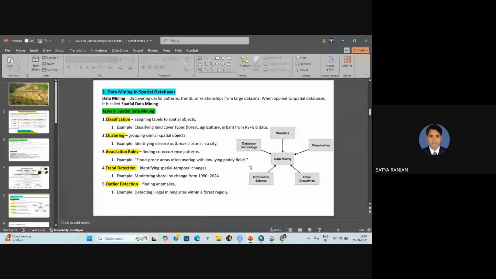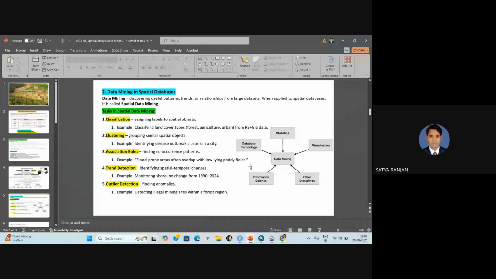Some of the tasks in spatial data mining are, for example, classification. Classification means assigning labels to spatial objects. Suppose there is a satellite image of a forest or nearby forest areas. If we classify it as forest, agriculture, urban areas, and water bodies, based on remote sensing and GIS technology, this is classification, one of the tasks.